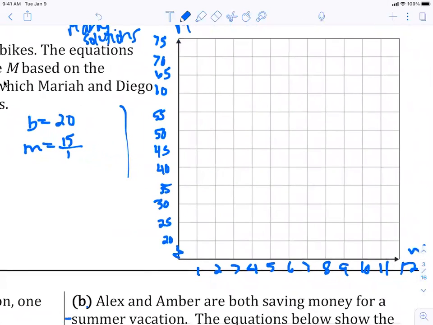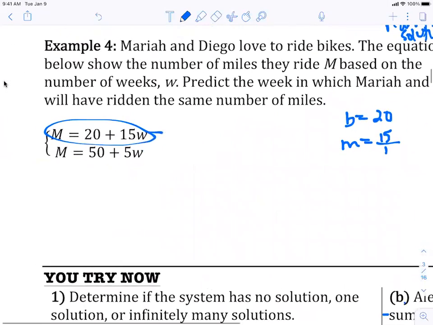So let's do that. I'm going to plot my first point up at 20. And then I'm going to rise, so 5, 10, 15 over 1. Away we go. 5, 10, 15 over 1. And again, try and fill in as many points as possible. But at the end of the day, first line is done. Now my second line, I'm going to do it in a different color. We're going to do this guy in green.